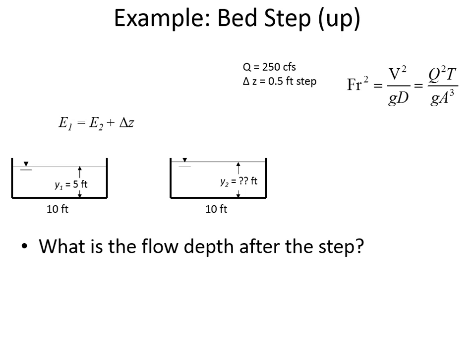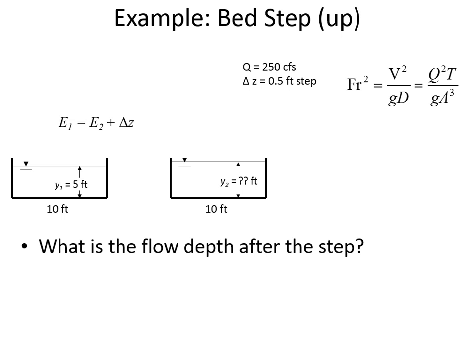All right, so let's try this one. We've got a step up in this example with a flow rate of 250 cubic feet per second. We know the bed step up is half a foot. We want to find out what will be the flow depth after this step. We're going to use the same process as we did with the step down. We want to analyze the Froude number to find out if it's supercritical or subcritical. We're going to find the velocity, and so on.